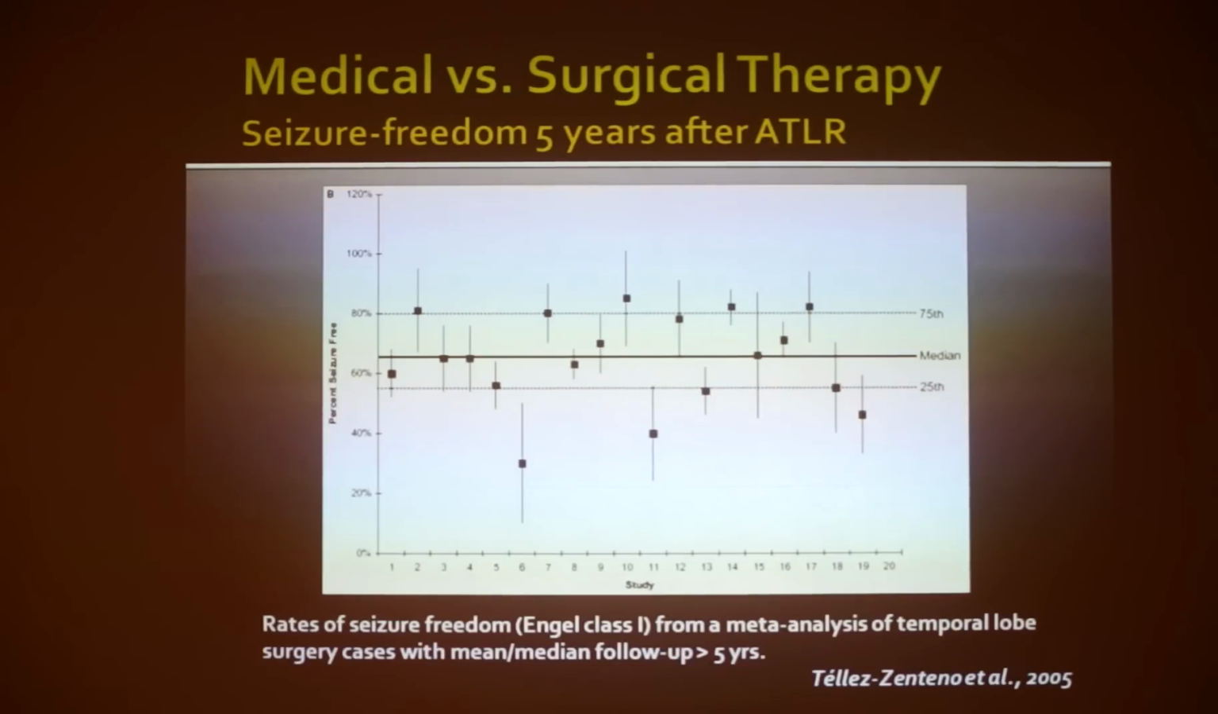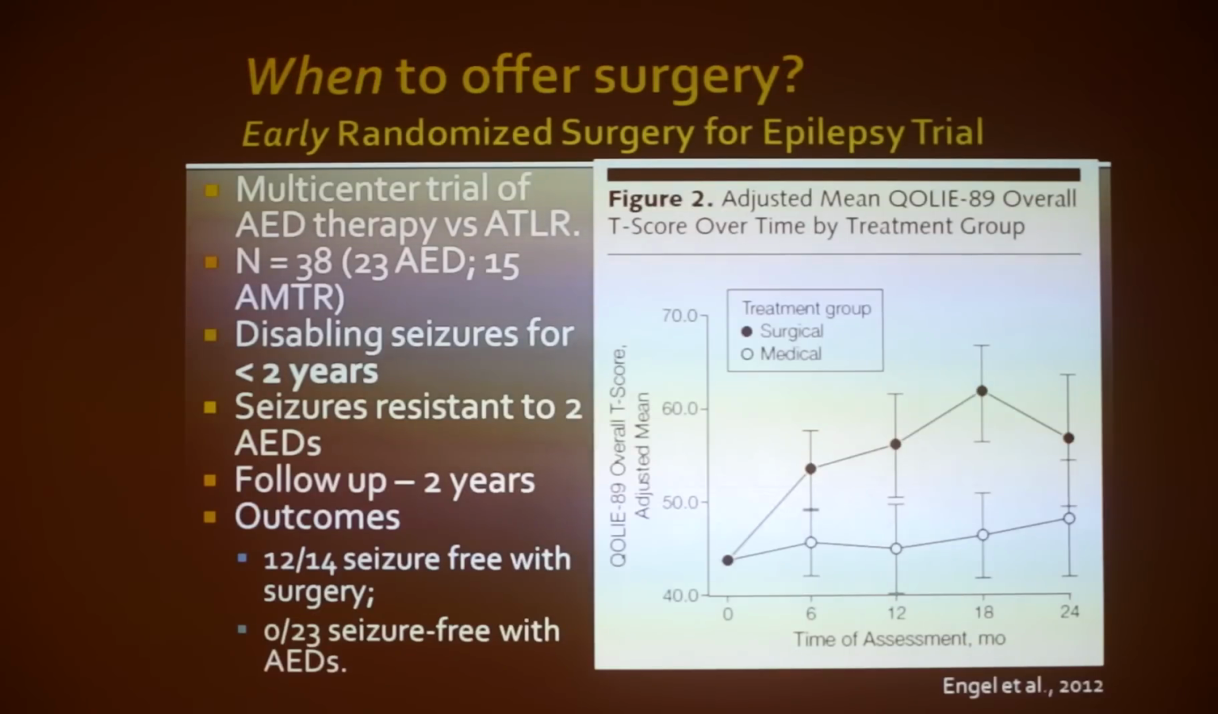So my job is to provide the numbers to my patients who I think are surgical candidates. 5% per year with medications, 65% chance of 5-year seizure freedom with surgery. I let them make the decision, and they often make the decision that's in their best long-term interest, which is to move forward with a surgical intervention.